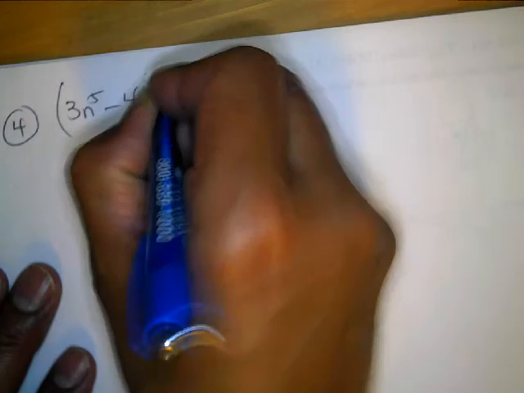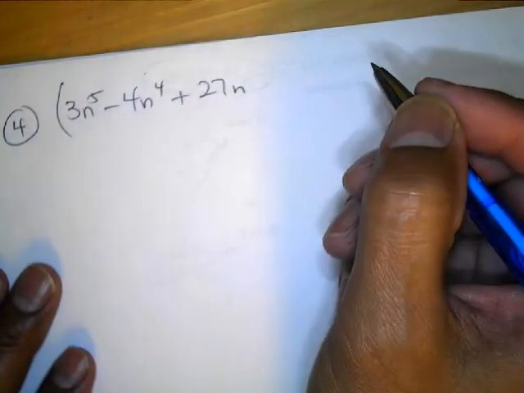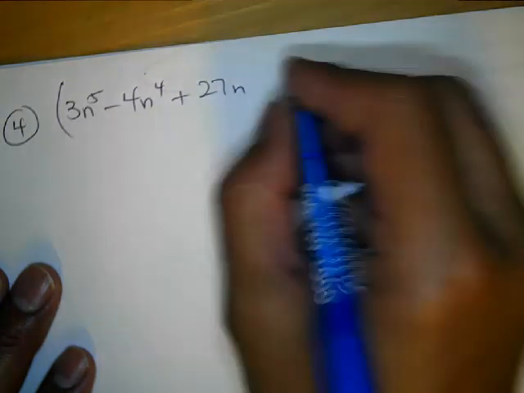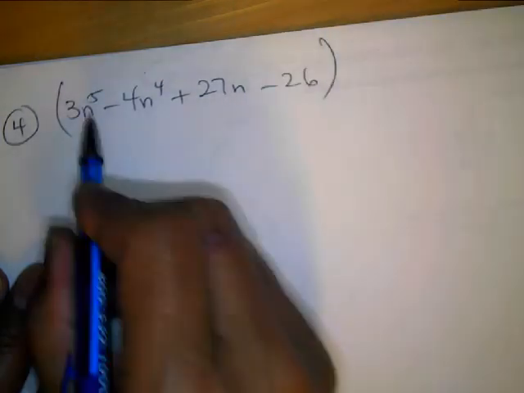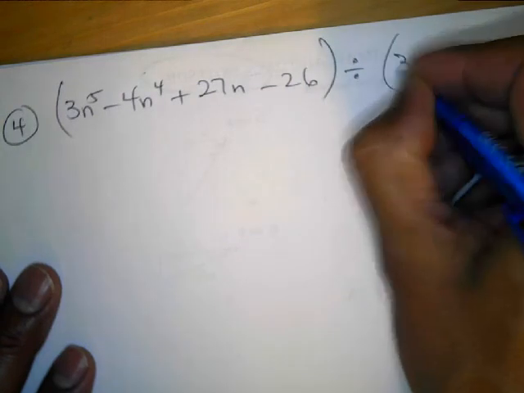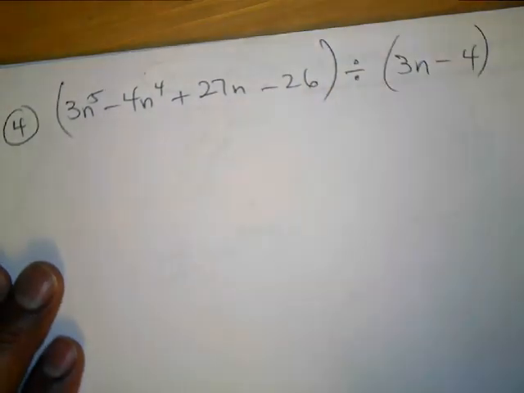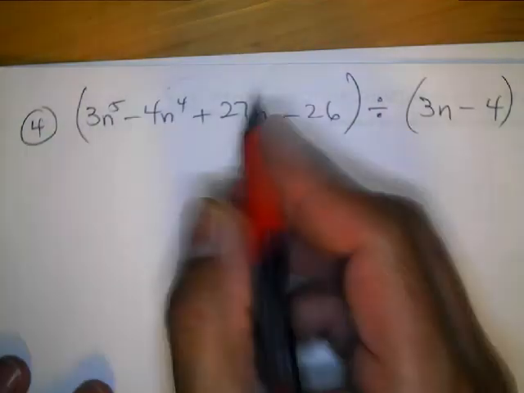Okay, one more. This one's going to have 2 missing terms, so this is why I really wanted to get to this last one. So that makes this one number 4. All right, here we go. 3n^5 minus 4n^4 plus 27n minus 26, that's what it looks like, divided by 3n minus 4.